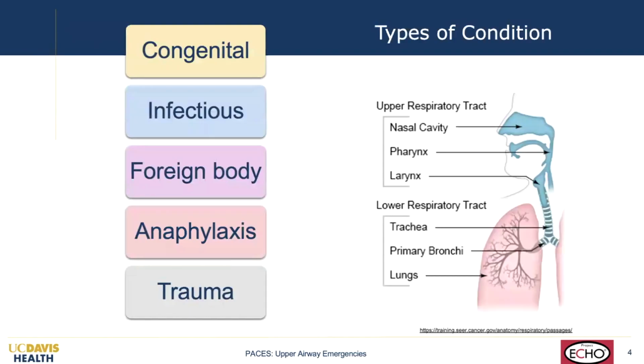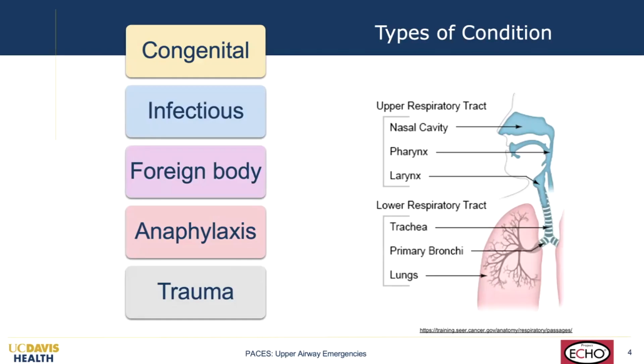So I can't take credit for this framework. Dr. Tzimenatos, as we were working on this presentation, started us off with this framework. And so I think every time we can take an approach of something in a systematic way, it's helpful to have that to latch on mentally for me in terms of what are the different categories of things that I'm thinking about. And so the different categories that we identified are congenital, infectious, foreign bodies, anaphylaxis, and trauma.